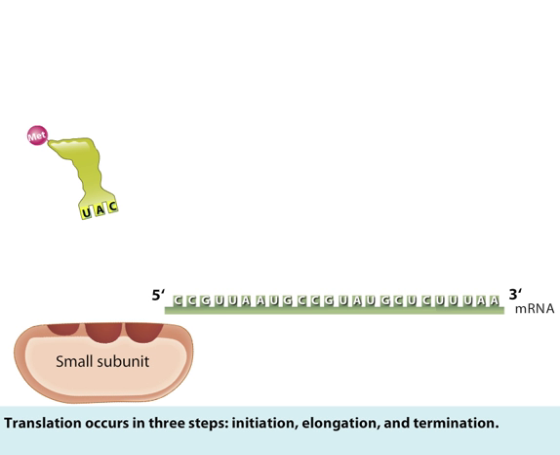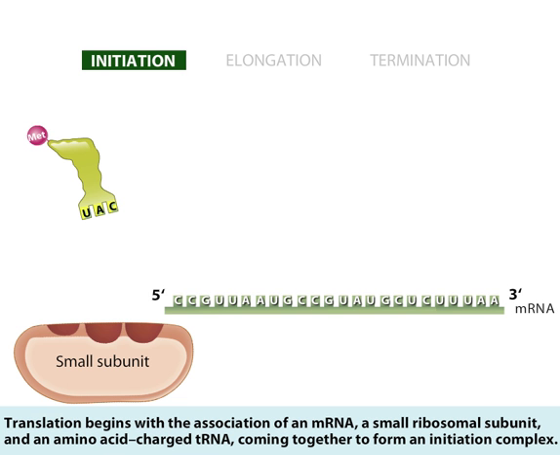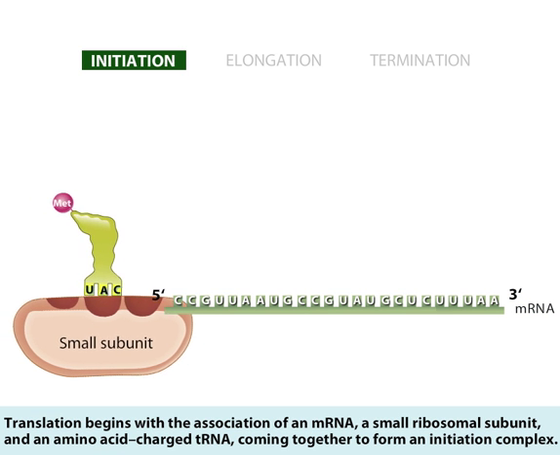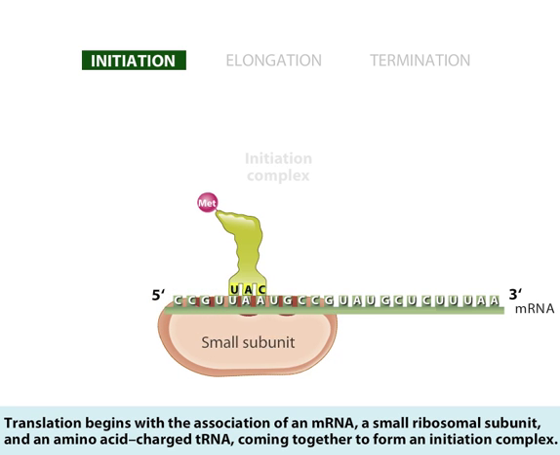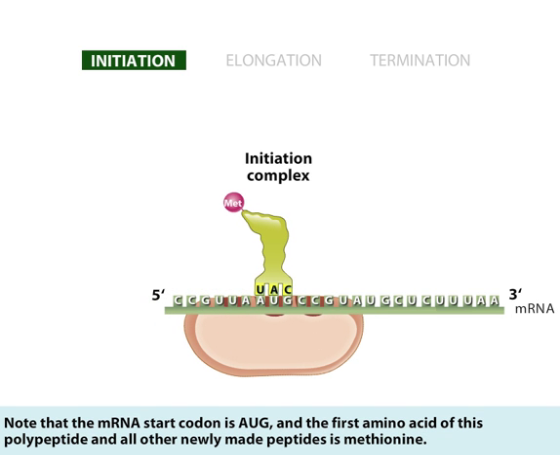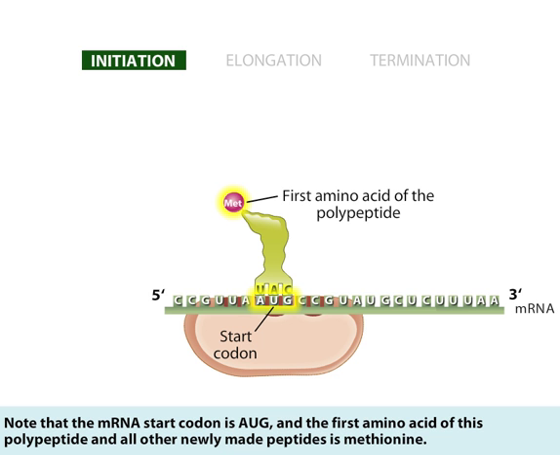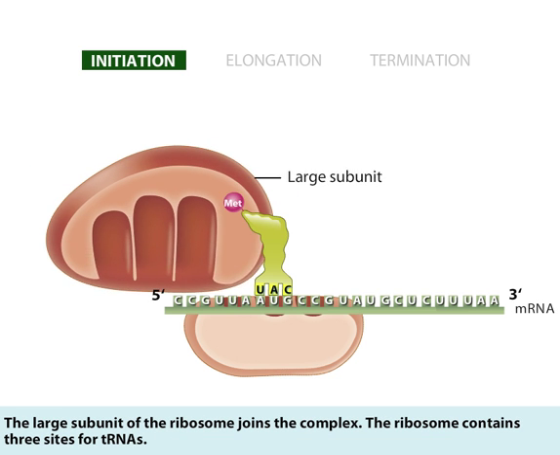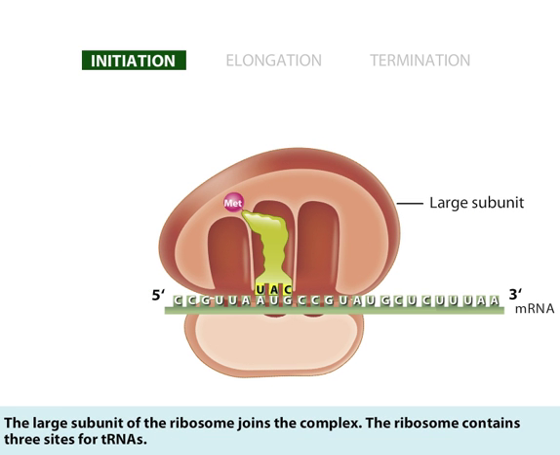Translation occurs in three steps: initiation, elongation, and termination. Translation begins with the association of an mRNA, a small ribosomal subunit, and an amino acid charged tRNA, coming together to form an initiation complex. Note that the mRNA start codon is AUG, and the first amino acid of this polypeptide and all other newly made peptides is methionine. The large subunit of the ribosome joins the complex.